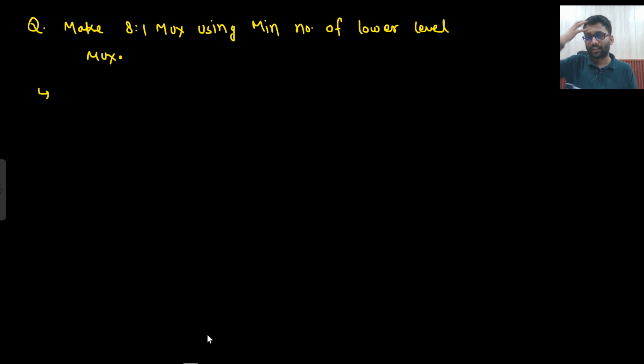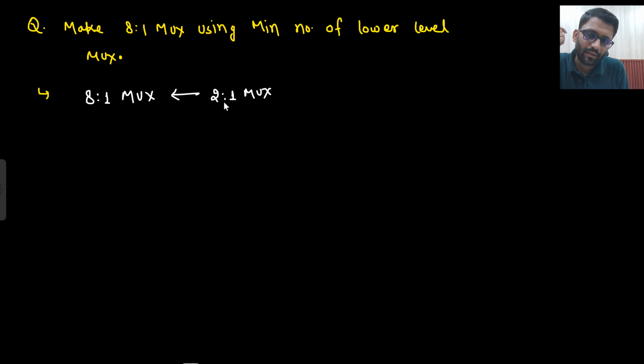Okay, let's see the next one. Make an 8:1 mux using the minimum number of lower level muxes. If I make an 8:1 mux from 2:1 muxes, how many will be required? 7. This number is 7. But what they are saying is to use the minimum number of lower level muxes. So I will try to make it from 4:1, right? An 8:1 mux from 4:1 mux.